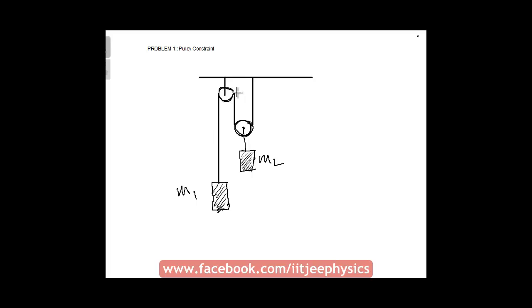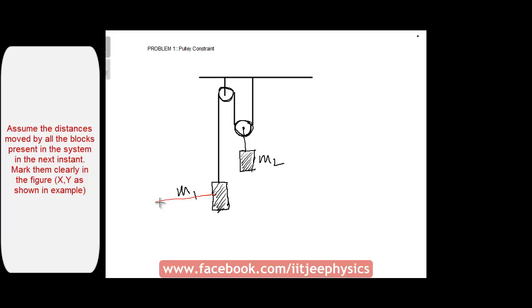Okay, so how do we approach this problem? How will we derive the relationship between mass m1 and m2? The very first step would be to assume the motion of these two blocks. Suppose mass m1 is heavier and it moves by a distance x downwards, and since m1 is moving downward, m2 will obviously move upward. So I'll assume that it moves by a distance y.